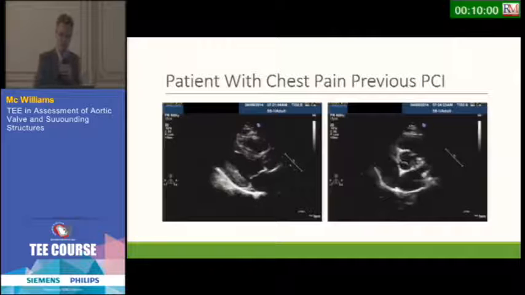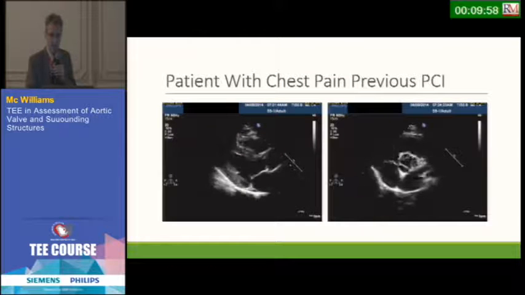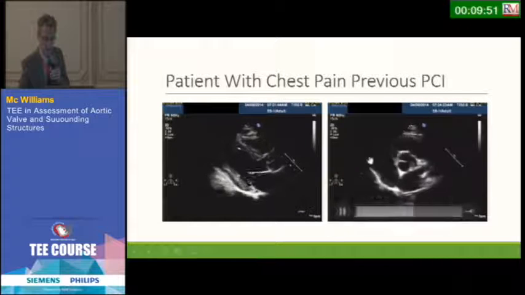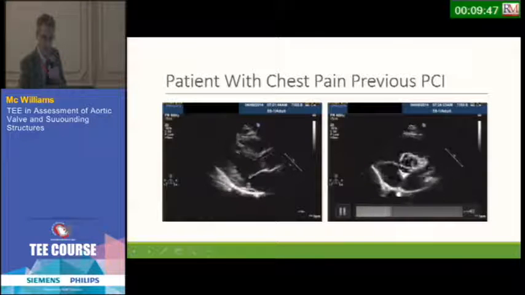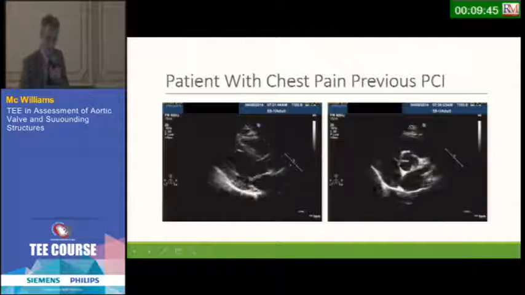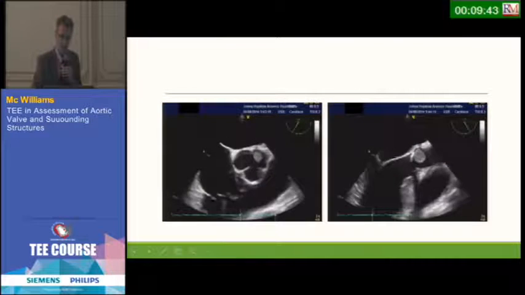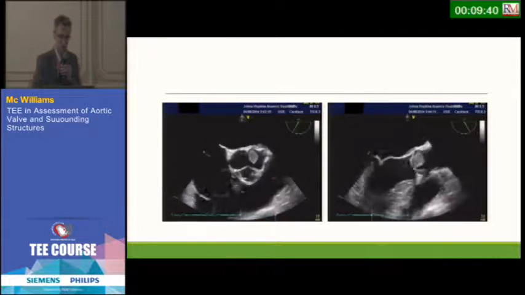This was a patient presenting with chest pain. He had a previous PCI, and this was his transthoracic echo. Anyone see anything? Nothing much showing on the long axis view here, but there seemed to be something on the aortic valve. So transesophageal echo was advised, and this is the transesophageal echo.